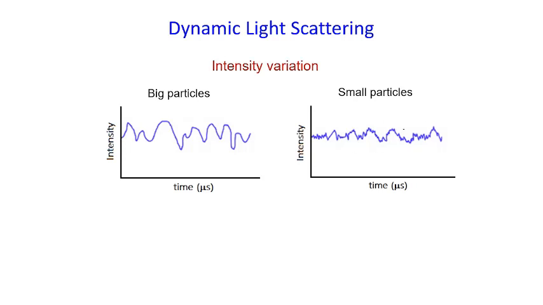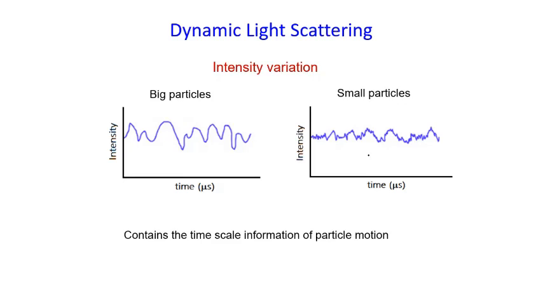And you can also realize by now that these intensity fluctuations contain the time scale information of the particle motion. Okay. And from this information, we can derive the translational diffusion coefficient and then use it in the Stokes-Einstein equation to derive the particle size. Okay. So that is the idea behind this technique, to capture this intensity variation and use it to derive the particle size.